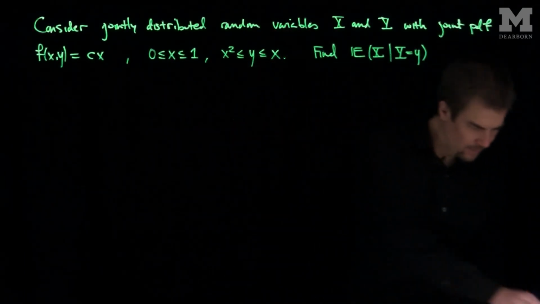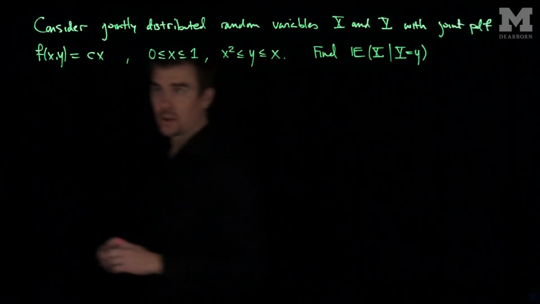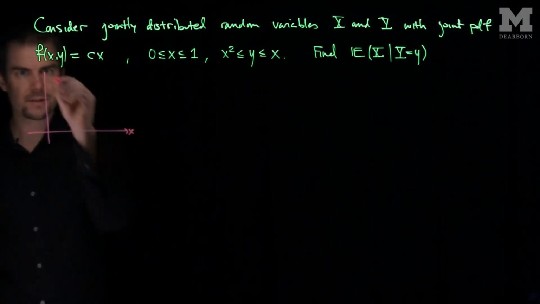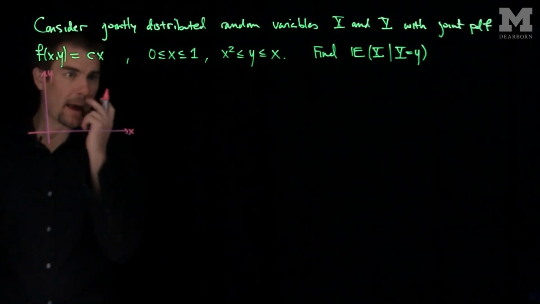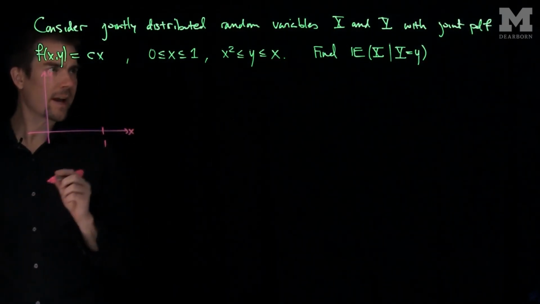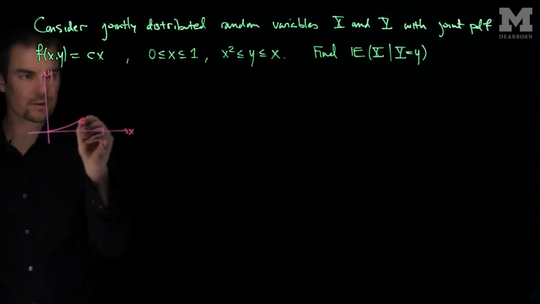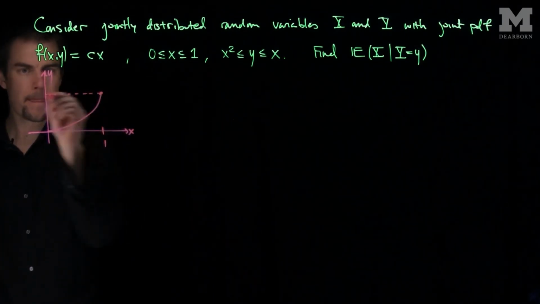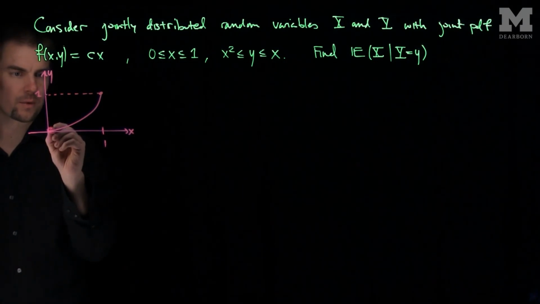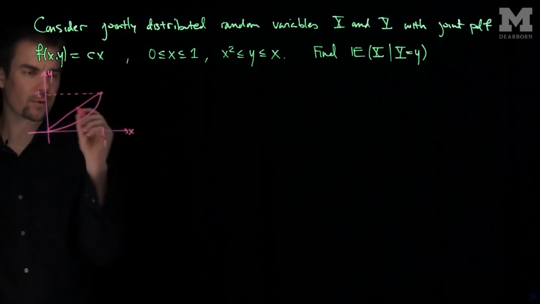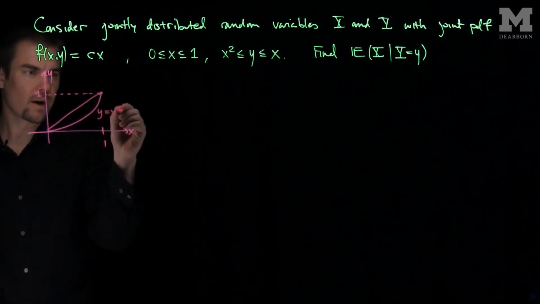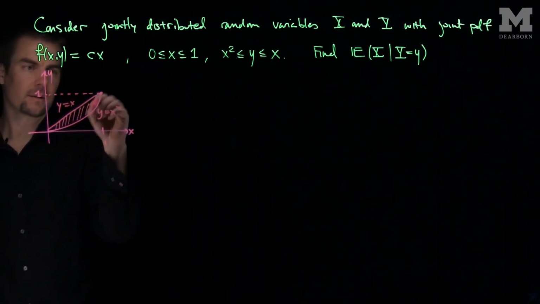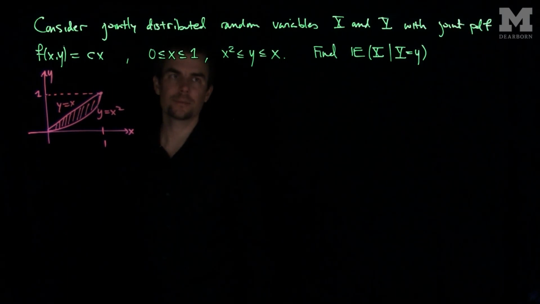As we do with these problems, the first step is to sketch the region of integration, the support of the joint PDF. Here's the x-axis, here's the y-axis, and x goes between 0 and 1, and y goes between x squared and x. This is the graph of x squared, this parabola, and that's 1. Then y equals x is above the parabola between 0 and 1. This is my domain of integration, this shape over here.